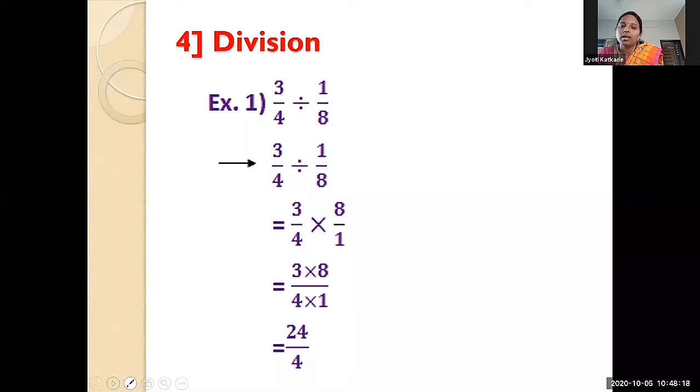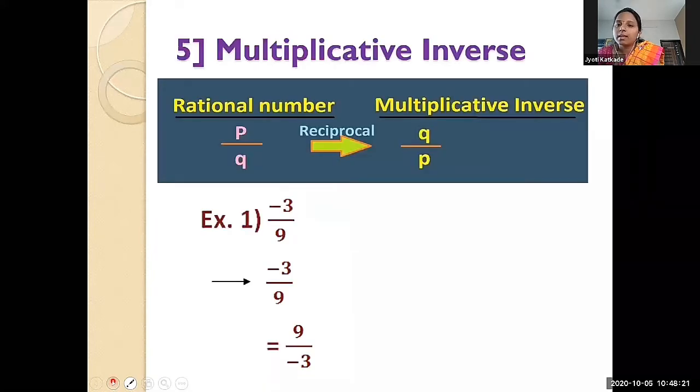Now, the next one is, next slide, multiplicative inverse. How can we find the multiplicative inverse? See on your screen. Suppose the rational number is P upon Q and we have to take the multiplicative inverse of P upon Q. Multiplicative inverse means take the reciprocal of that rational number. Reciprocal means take the denominator value as the numerator and the numerator value as the denominator. Means the reciprocal of P upon Q, we get Q divided by P.